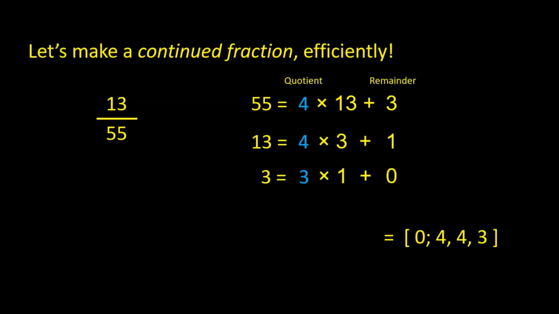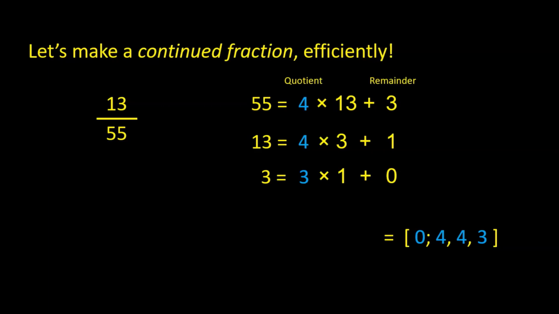Now we have everything we need to write down our continued fraction. Since our original fraction, 13/55, was less than 1, we have 0 for our integer part, and then we just read down the list of partial quotients and fill them in. There's 4 and 4 and 3. Wonderful. This was a lot less to write down than what we did the first time.